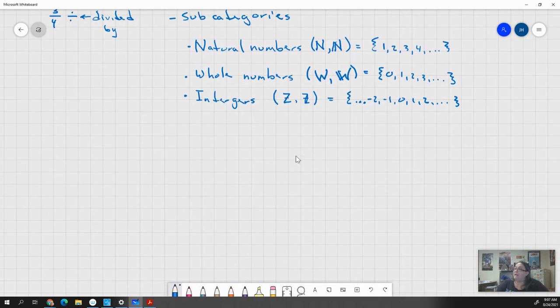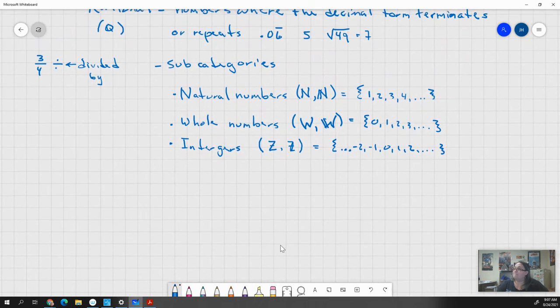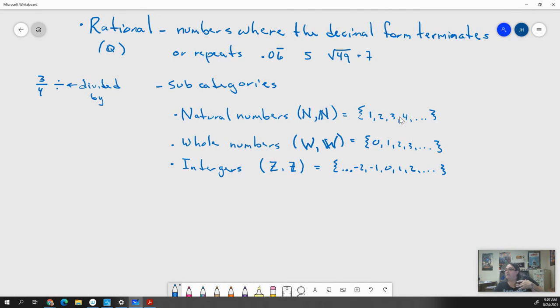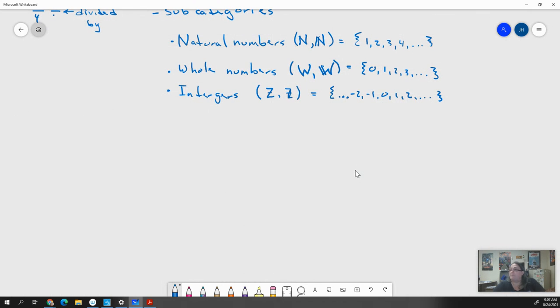So when we categorize these, if you notice, we've got 1, 2, 3, 4. Well, the only thing different with the whole numbers is it starts with 0, and then the integers start with the negatives, right? But each of these subsets fits into the next set. And what I mean by that is the natural numbers, smallest subset, right?